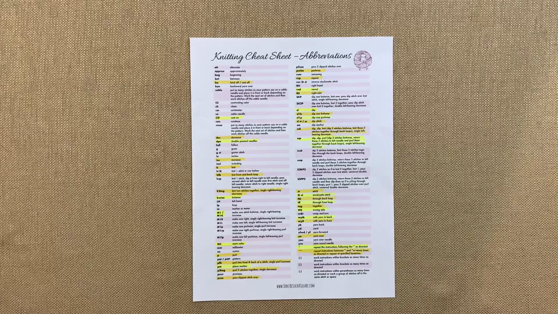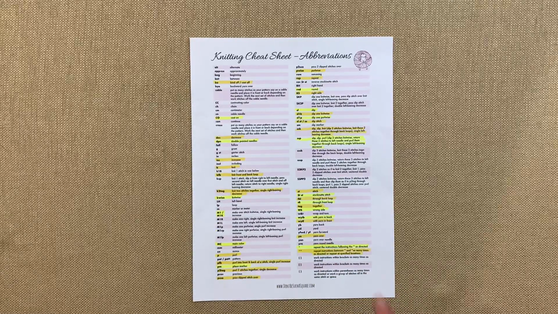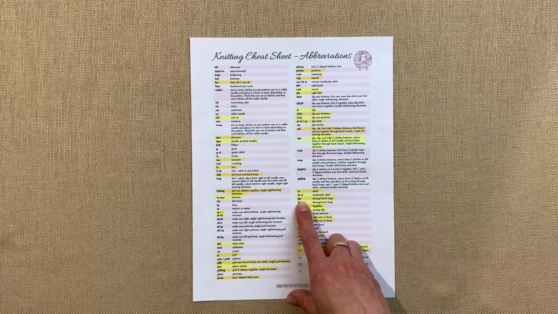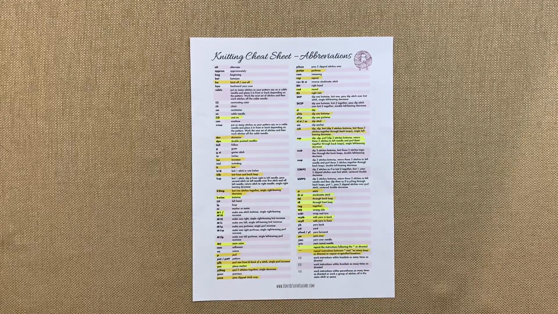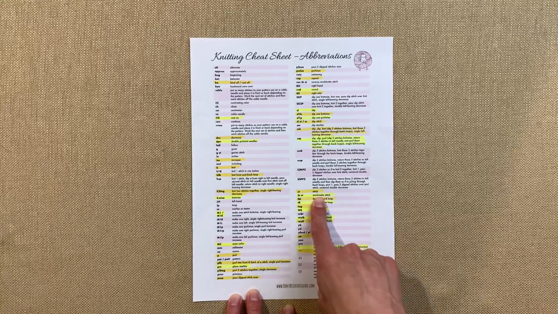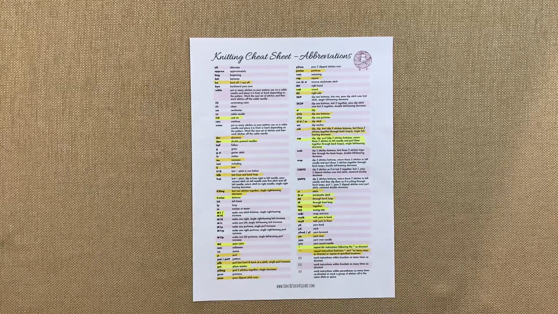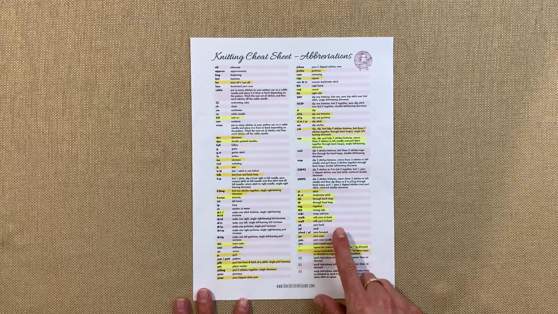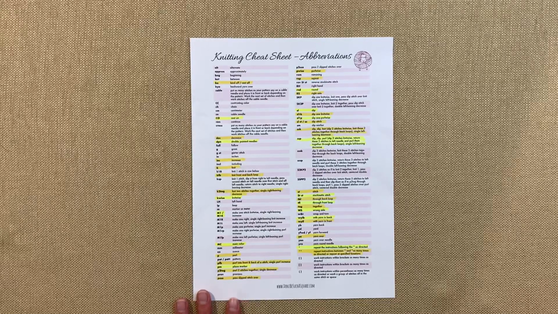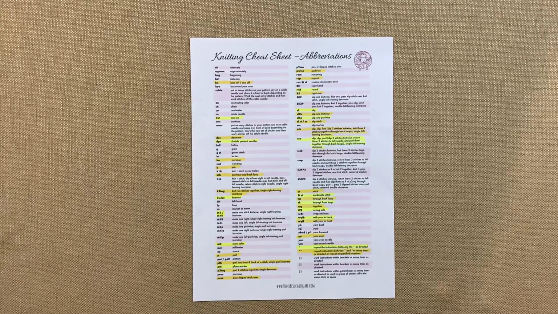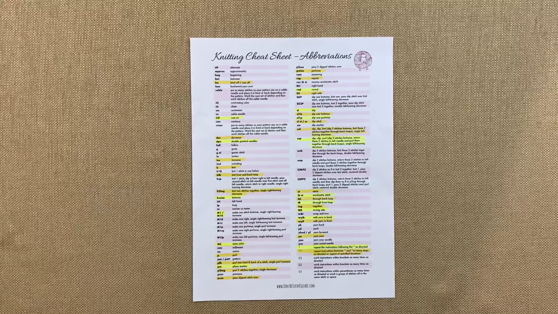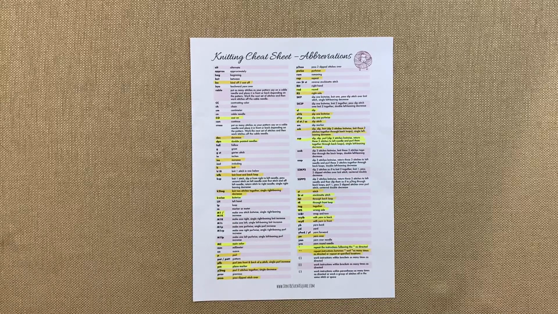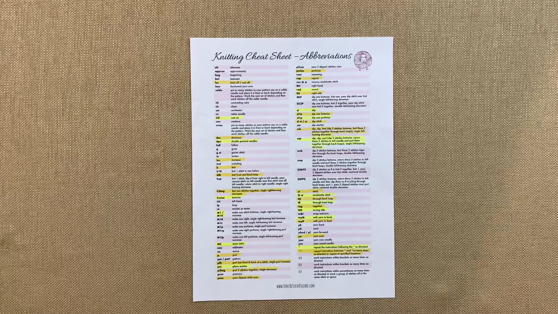ST, that's a big one. That stands for stitch. Stockinette stitch is ST. So if you see that together, it looks kind of confusing, but ST is stockinette stitch. And we'll talk about that in a little bit as well. TBL is through the back loop. TFL is through the front loop. TOG is together. WS is for wrong side. WYIB is with yarn in back. And WYIF is with yarn in front.